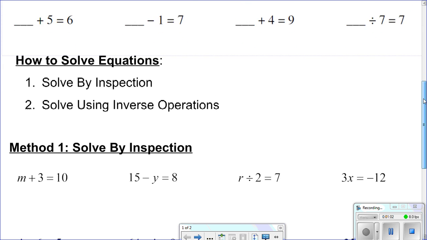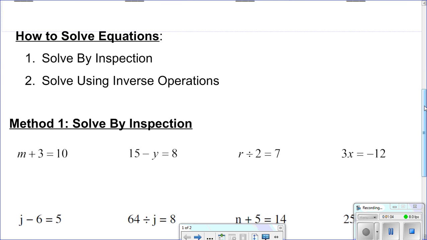Okay? So the first thing we can do when we're trying to solve an equation is we can solve by inspection. And what inspection means is things like using guess and check, using times tables, using your fingers, different things like that to help you figure out what's going on. Or the second thing we can do is we can use the inverse operations. And so inverse is another word for opposite. Okay, so we can use opposite operations.